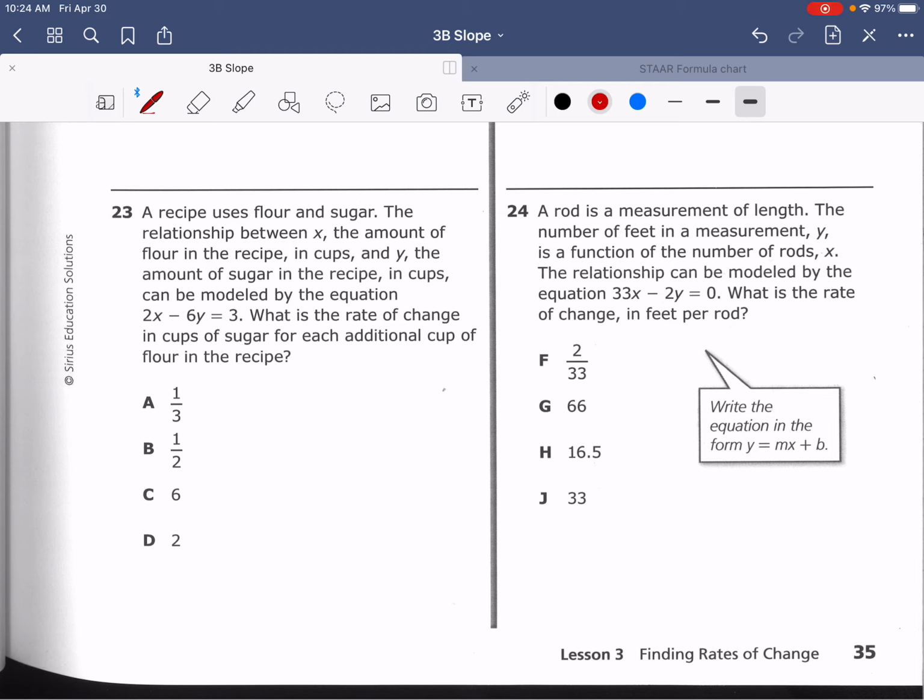We have this one, and we are trying to find what? The rate of change of this one, right? And the rate of change of this one. I will go over question number 24, you do 23, all right? The same thing that we did on the previous page.